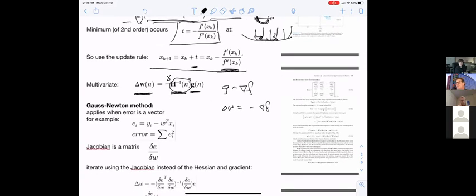Now, the downside of this, of course, is you have to know that Hessian. In fact, you have to recompute the Hessian. Remember, it changes. It's a function of w, right? It's a function of the weights.